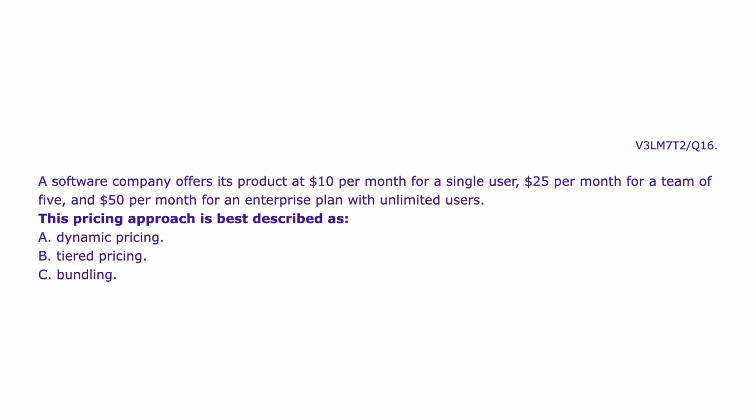A software company offers its product at $10 per month for a single user, $25 per month for a team of 5, and $50 per month for an enterprise plan with unlimited users. This pricing approach is best described as: A, dynamic pricing; B, tiered pricing; C, bundling.